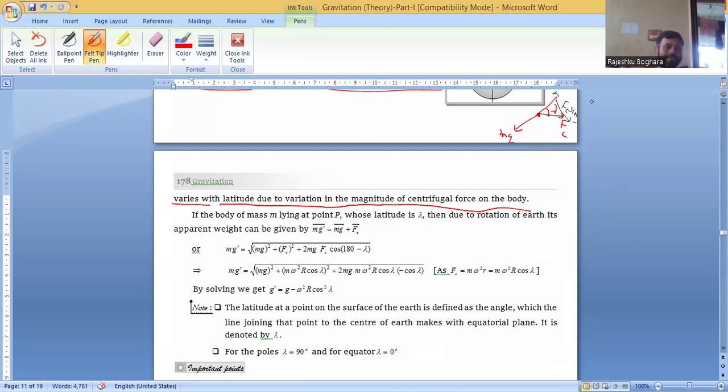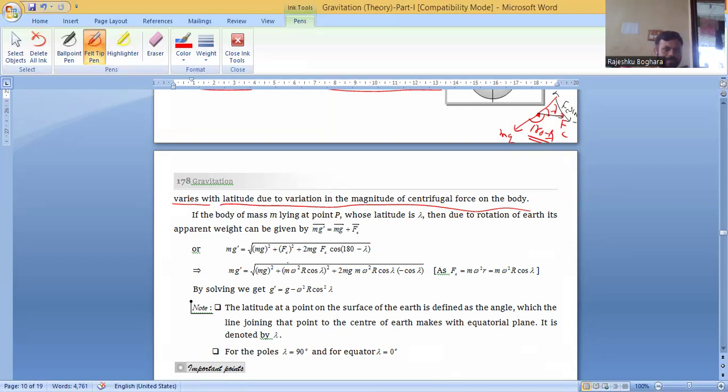We know the latitude of the equator is 0 and the latitude of the pole is 90. Every place has a different latitude. From equator to pole, latitude increases, meaning the angle increases. So we get the resultant force here: mg dash is equal to mg plus Fc in vector form. mg dash squared is equal to (mg) squared plus Fc squared plus 2 mg Fc cos(180 minus lambda). The angle between these two is 180 minus lambda, and cos(180 minus lambda) means minus cos lambda.